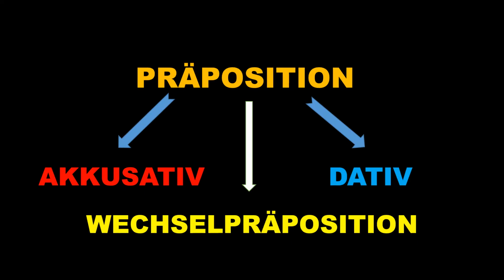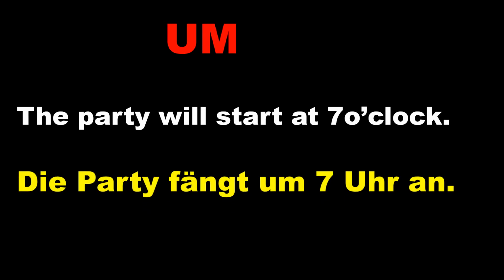Let's take the next one. For example, the party will start at 7 o'clock. Here, the preposition is at. We'll translate it like this: The party fängt 7 Uhr an. The verb is anfangen, and that is how we'll use it in the sentence. Here, um is the preposition.